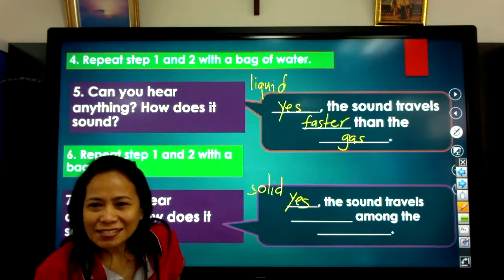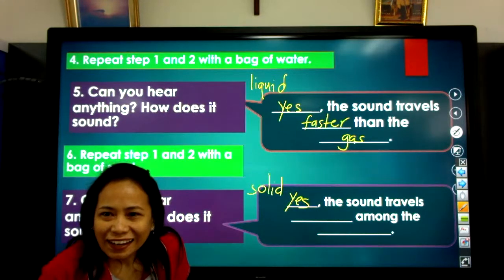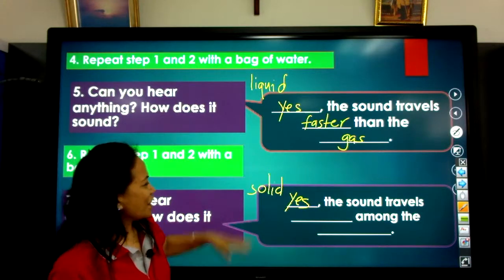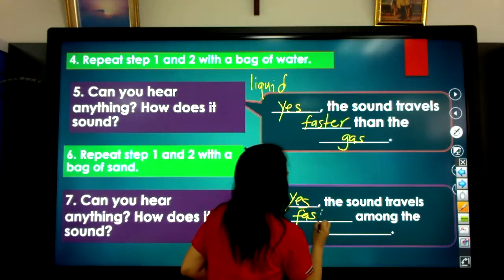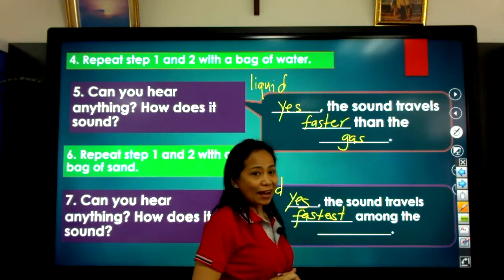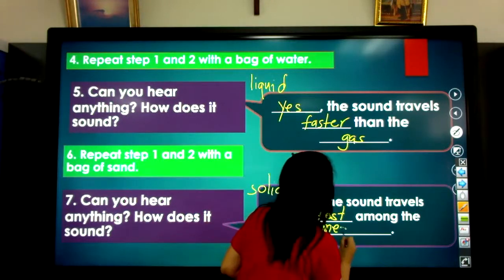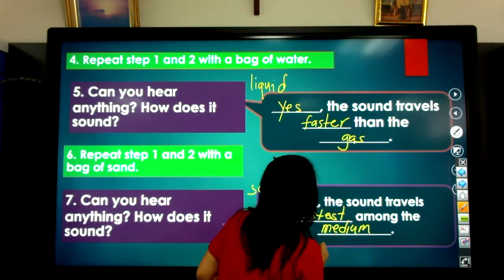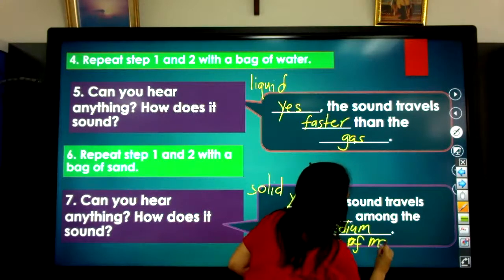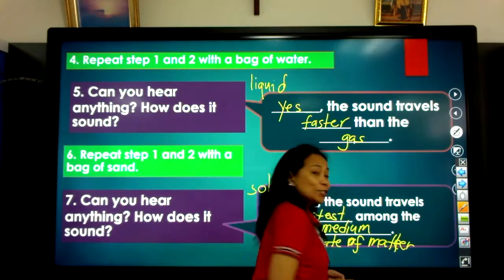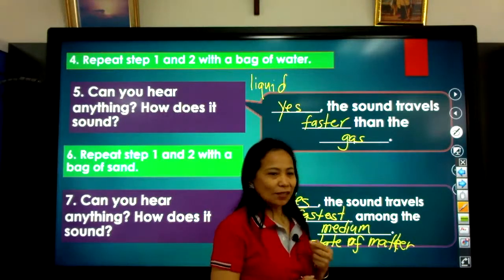Who's the first one who answered? Yes, okay. Yes, the sound travels fastest among the medium or among the states of matter. You can use the word medium or state of matter. So, state of matter like solid, liquid, and gas. So, the same as medium.